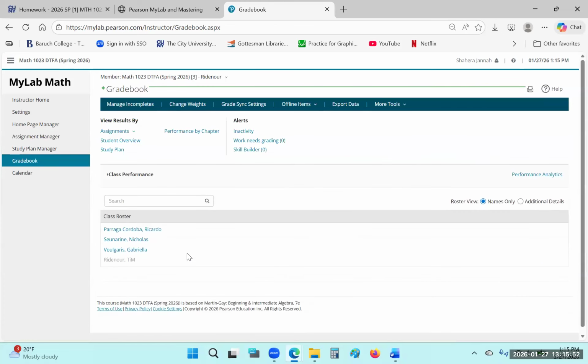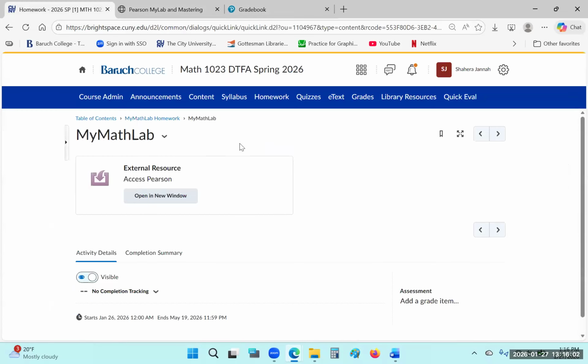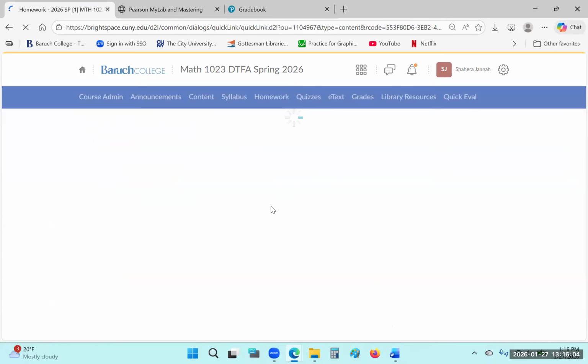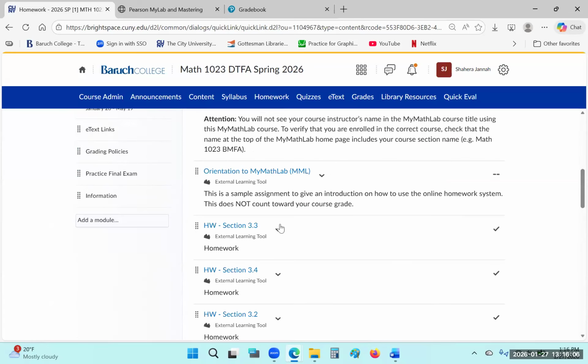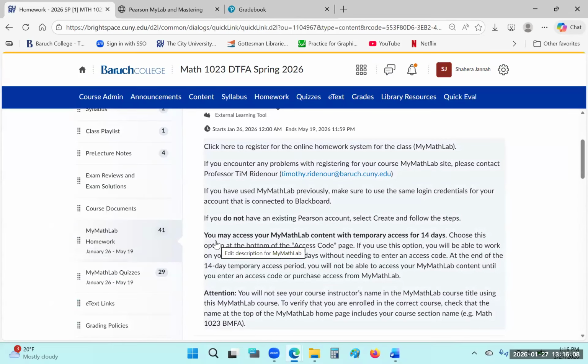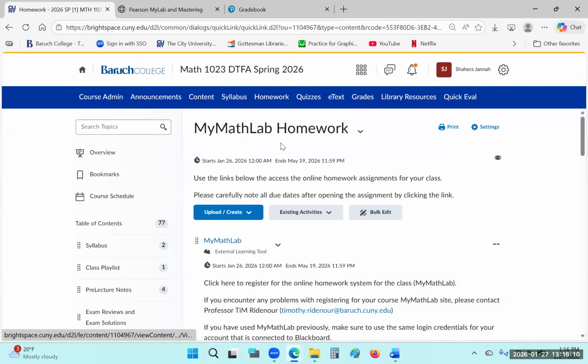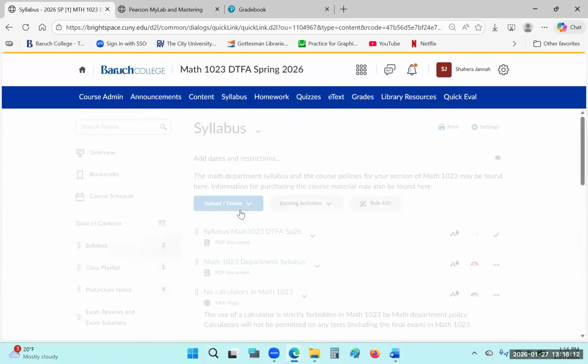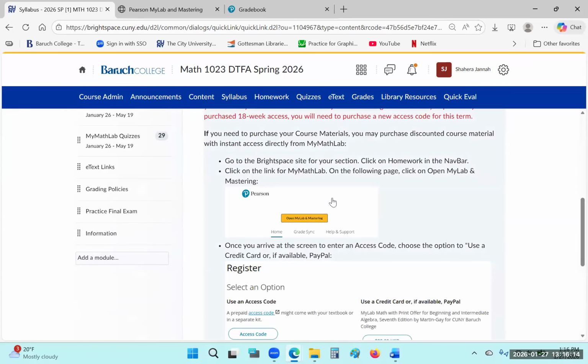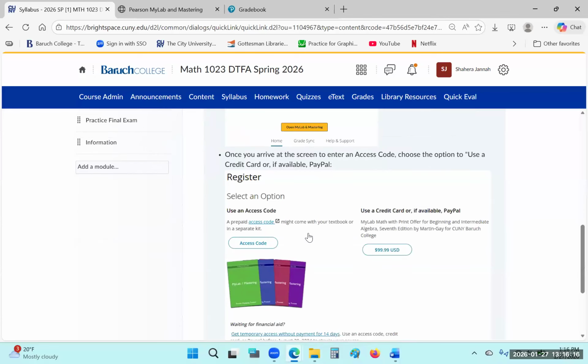Let me see. Oh, only 3 of you signed in. So you have to buy this because, and to buy this, you can go to the information here. Not here, sorry, I saw it somewhere. Last time I also forgot. Syllabus. If you go to the syllabus tab, follow these steps, and then you can get the access.